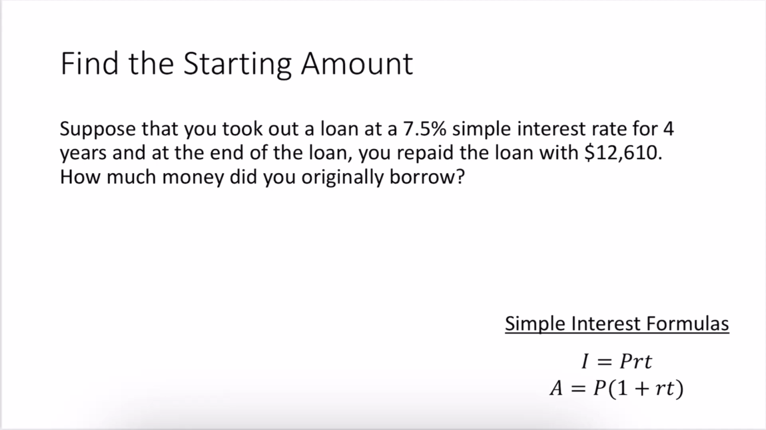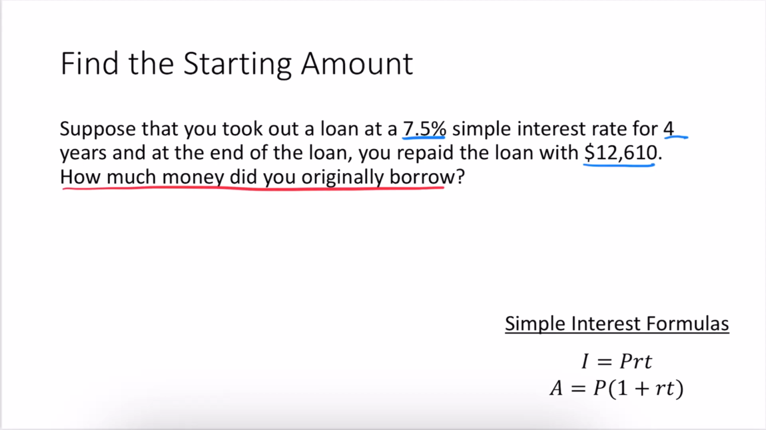All right, so on this one, it says, suppose that you took out a loan at a 7.5% simple interest rate for 4 years, and at the end of the loan, you repaid the loan with $12,610. And the question asks, how much money did you originally borrow?